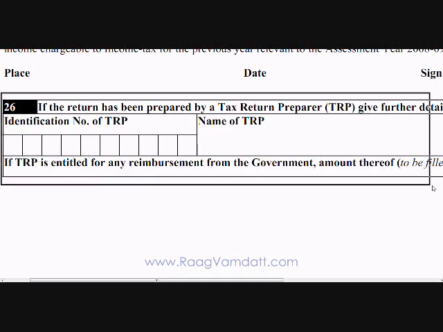That's it. Your ITR1 form has been completely filled up. Although it seems complicated, it's quite simple, isn't it?